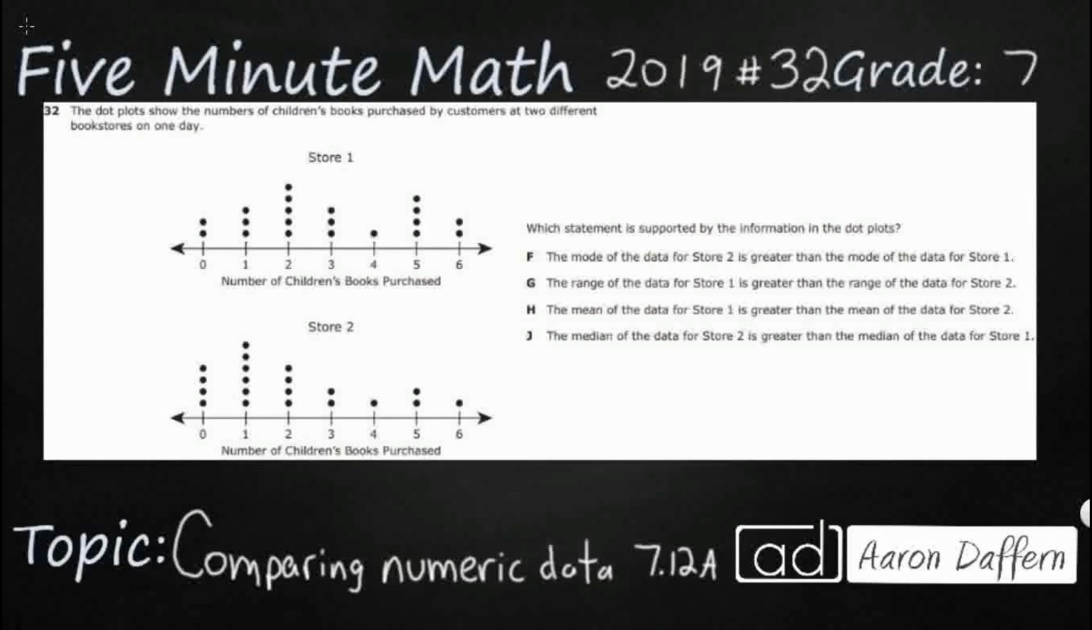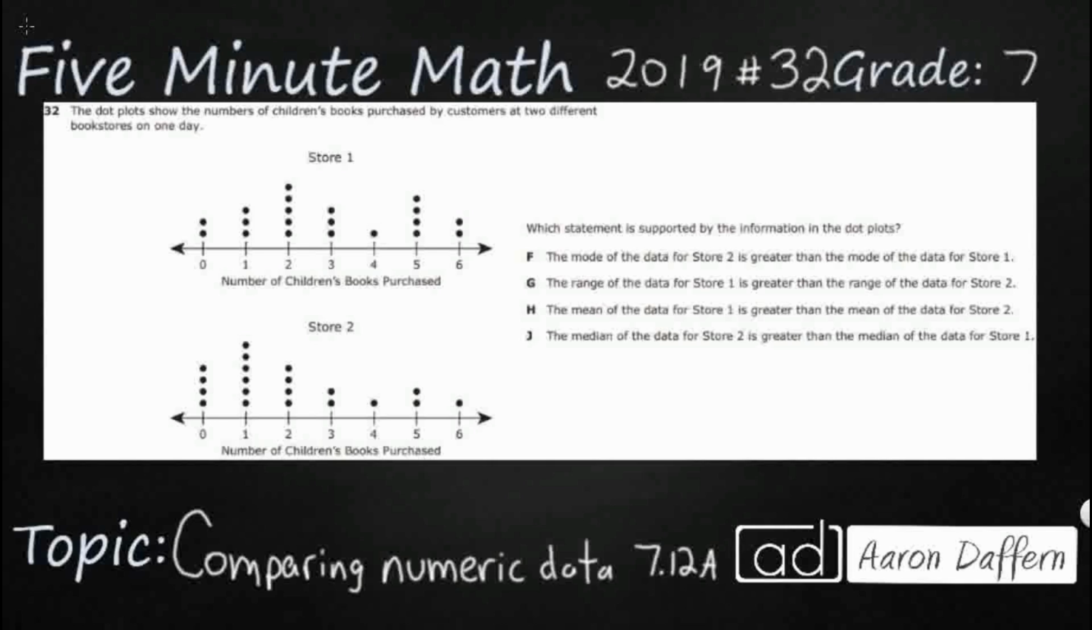Today we are looking at the 7th grade concept of comparing numeric data. This is standard 7.12a in the great state of Texas, and we are using item number 32 of the 2019 released STAAR test. If you have not done so already, please go ahead and take a moment to pause the video, work this problem out on your own, unpause it, and we will look at our answers together.